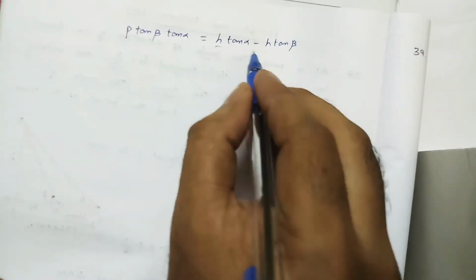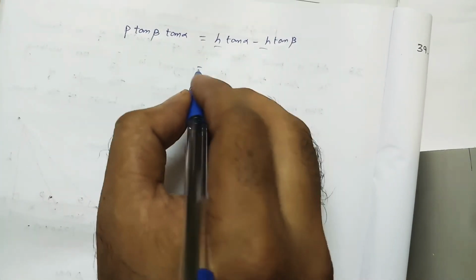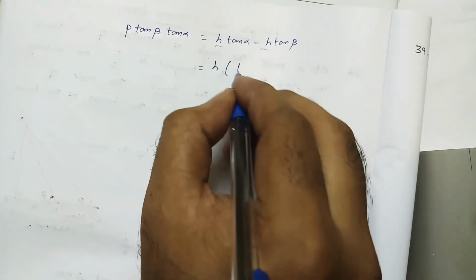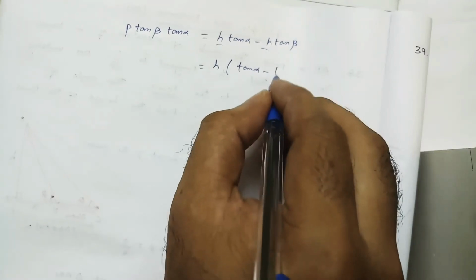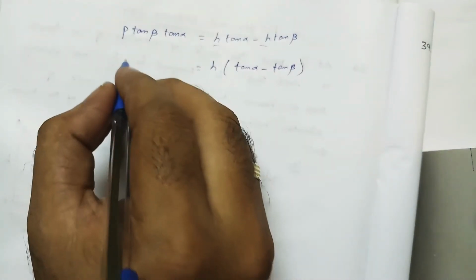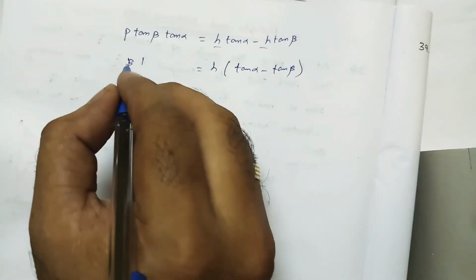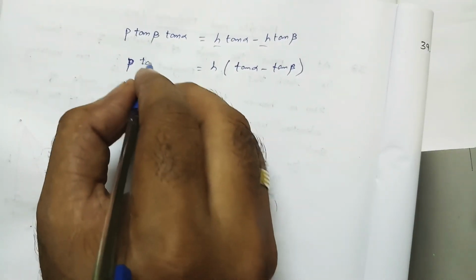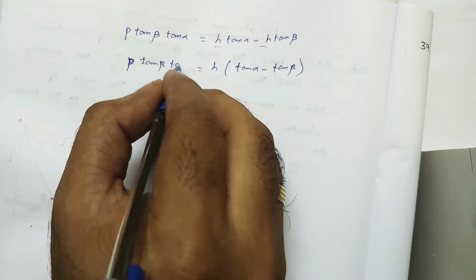See, h is a common term, just taking it commonly outside. So what remains? Tan alpha minus tan beta is equal to P tan beta into tan alpha, right?